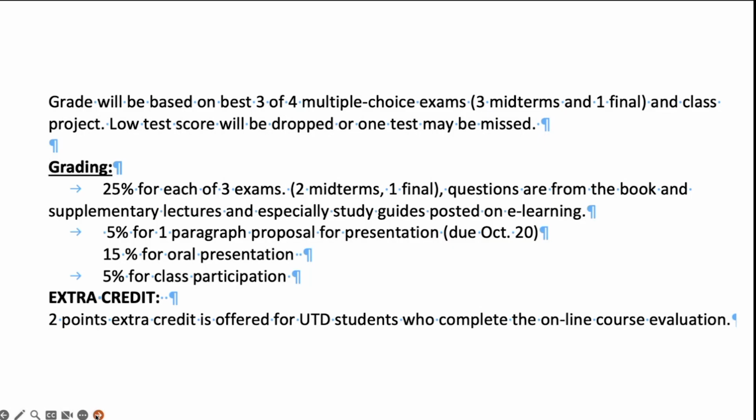So you get 5% of your grade for a 1-paragraph proposal for your presentation. That shouldn't be October 20th, sorry. That should be March 11th, just before spring break. Then 15% for the oral presentation, and then 5% for class participation. And extra credit, 2 points extra credit is offered for UTD students who complete the online course evaluation.